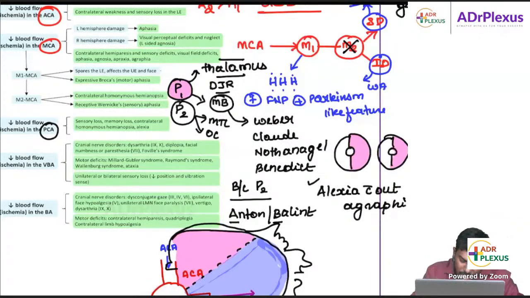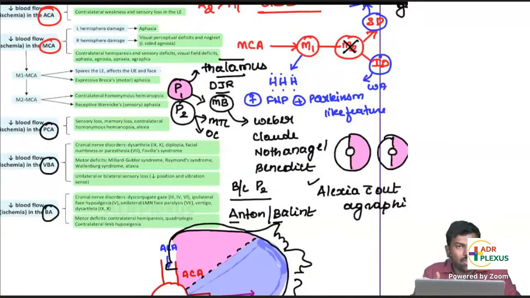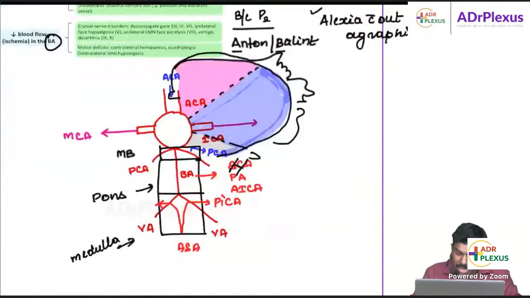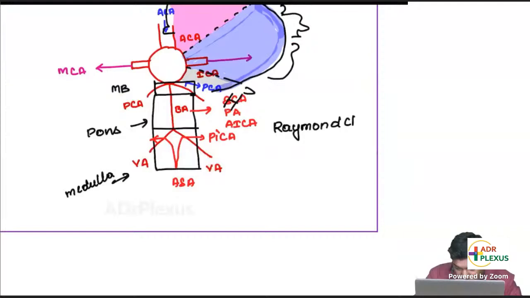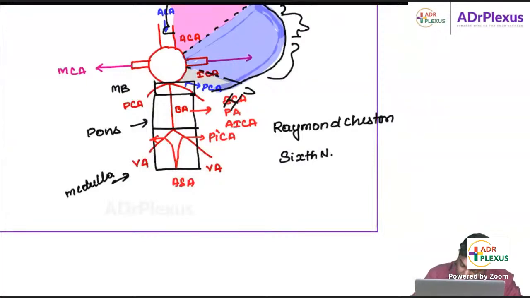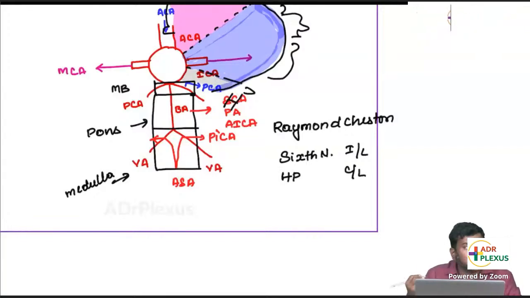Then coming to your posterior circulation, which involves the basilar artery and vertebral artery, I will discuss it later. Here I will discuss only two syndromes. One is Raymond-Cestan syndrome. What is Raymond-Cestan syndrome? It is ipsilateral sixth nerve with contralateral hemiparesis, right? Sixth nerve ipsilateral with contralateral hemiparesis.